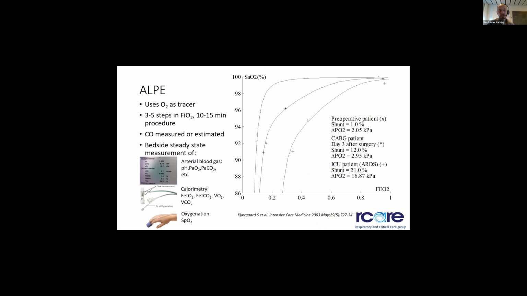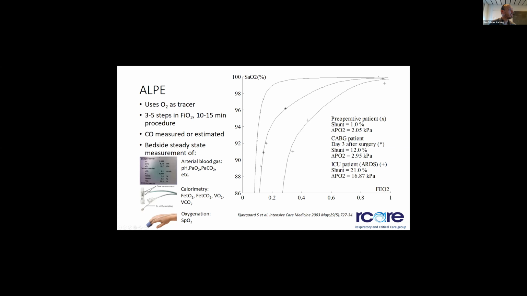We use oxygen as a tracer, which means that we vary inspiratory oxygen, the oxygen the patient inspires, over 3 to 5 steps, this taking approximately 10 to 15 minutes. We then measure or estimate cardiac output as appropriate in the patient. And for each level of inspiratory oxygen, we measure using calorimetry expired gases, oxygen consumption and CO2 production, and oxygenation using a pulse oximetry measurement on the finger. Then we need at least one measurement of arterial blood gas to get the acid base characteristics of the patient.